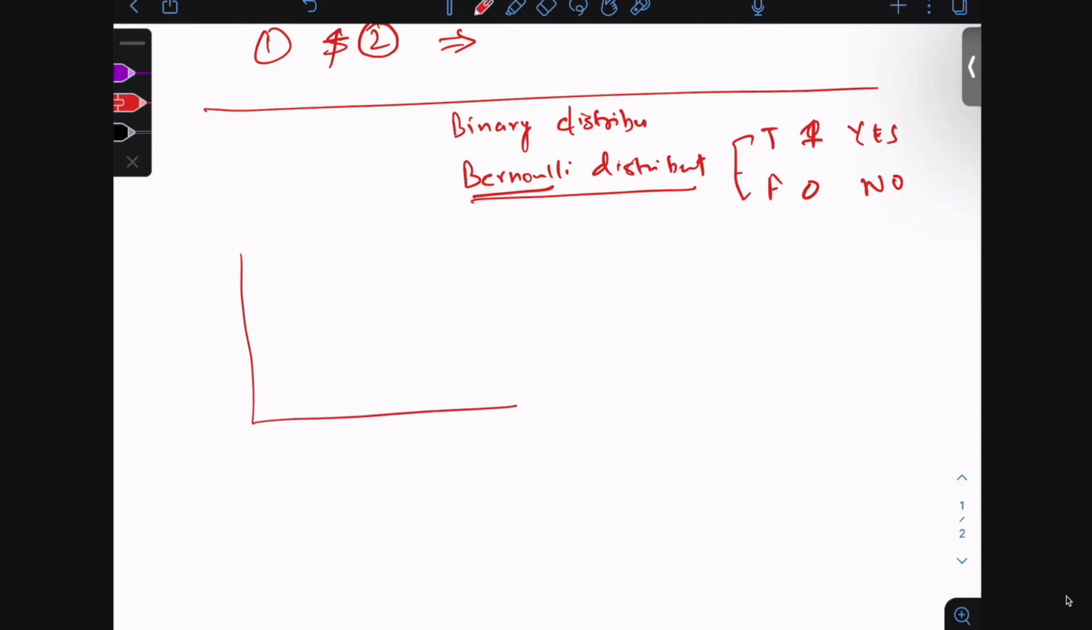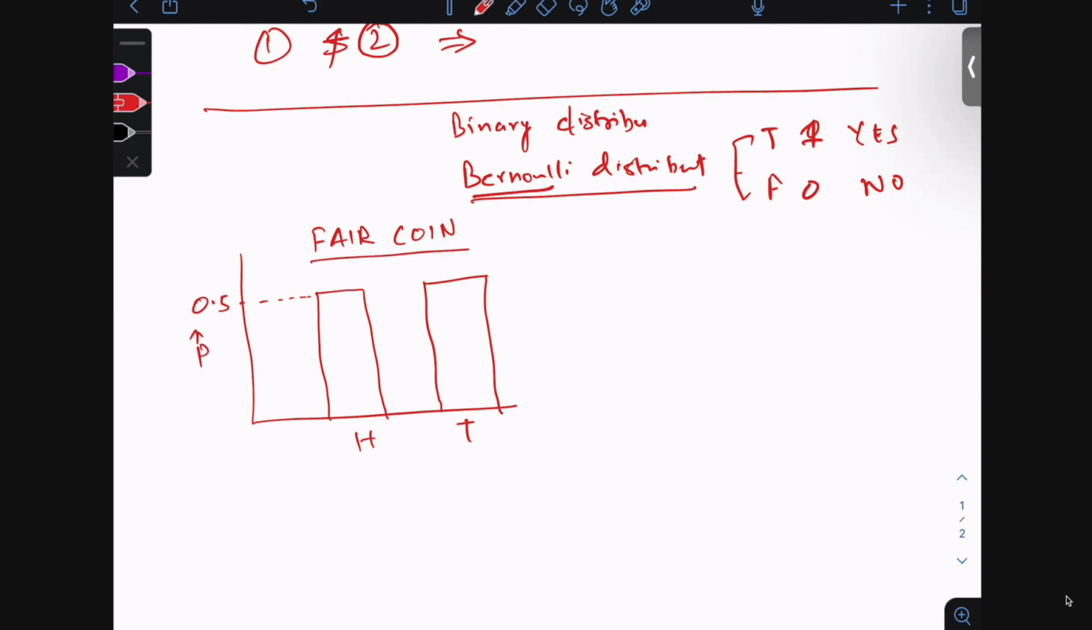So my first distribution, what should we take? We should take the coin toss. Let's say the first distribution is a fair coin. If I draw a histogram, how will it look? It will look like this. This is my head, this is my tail, and both of them will be around 0.5. This is the probability of getting a head or a tail in the case of a fair coin.